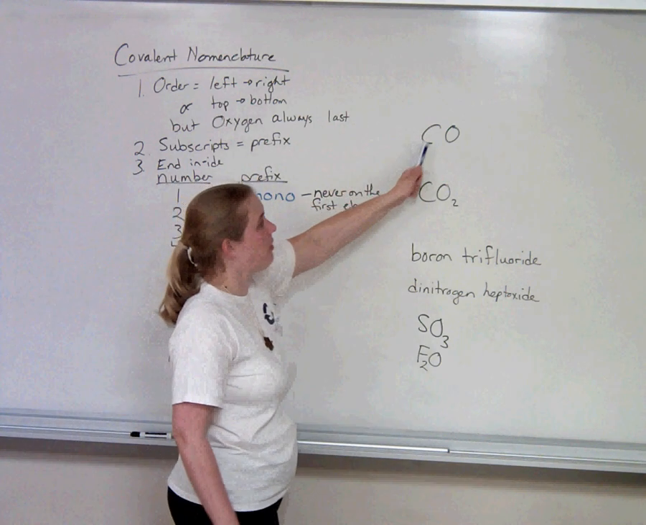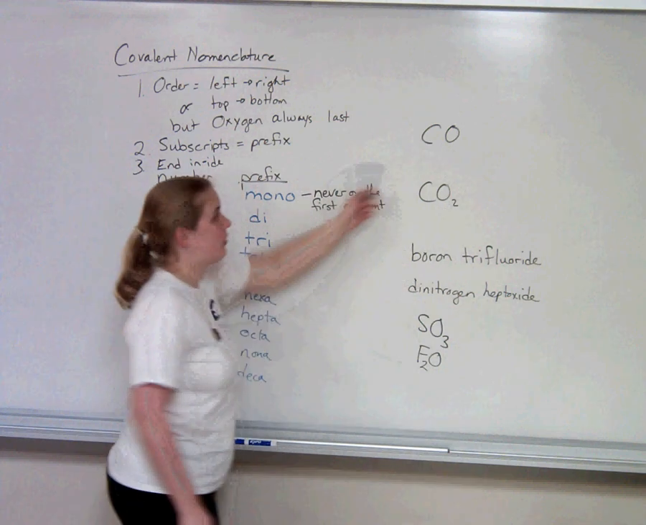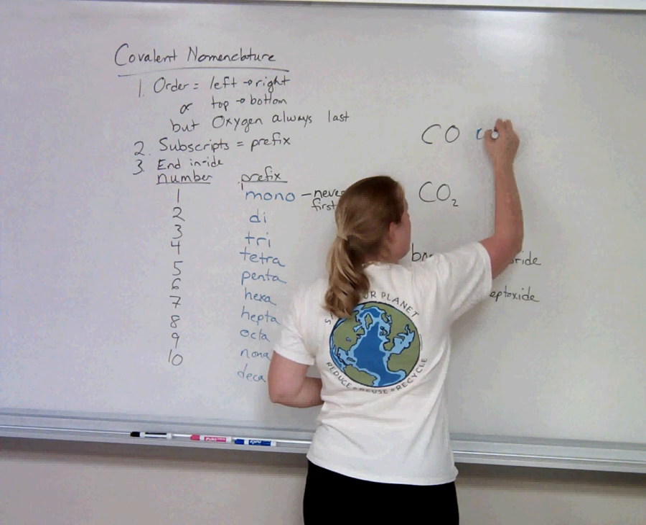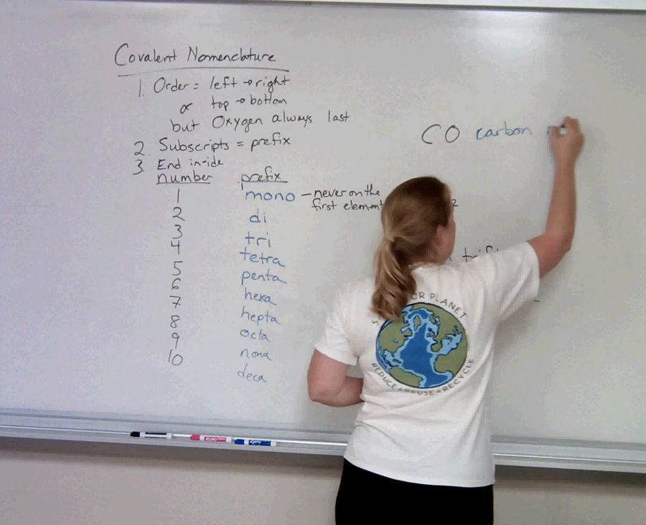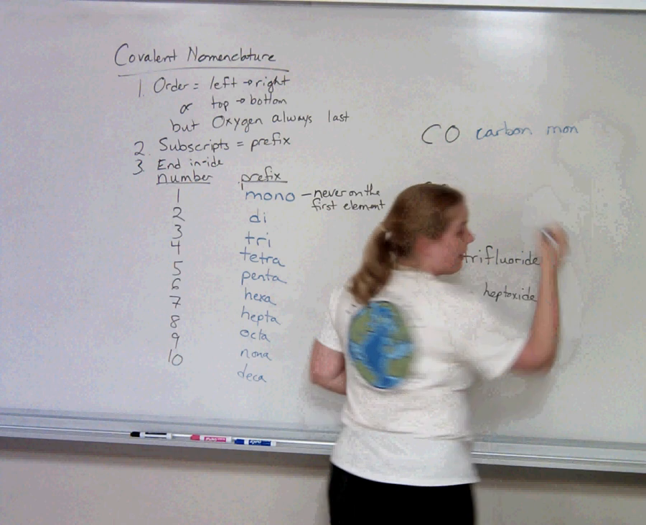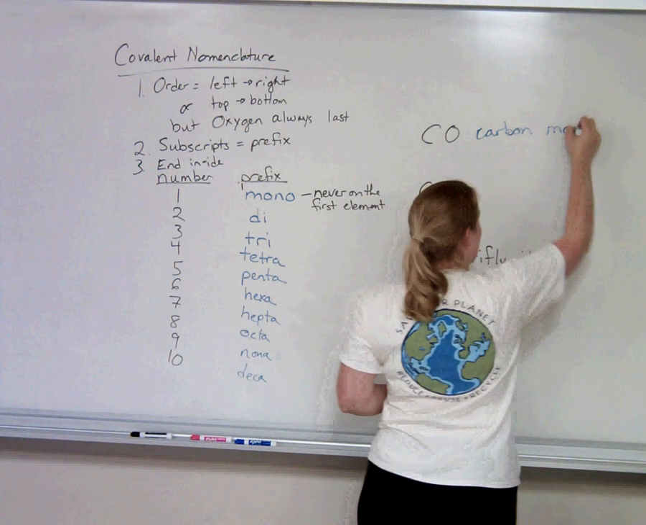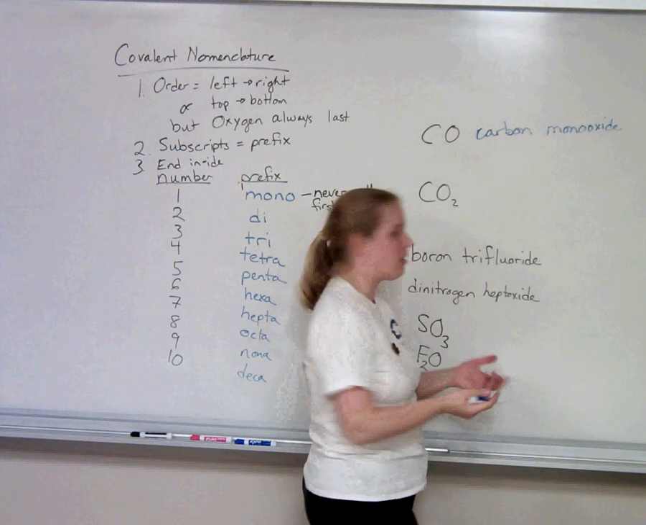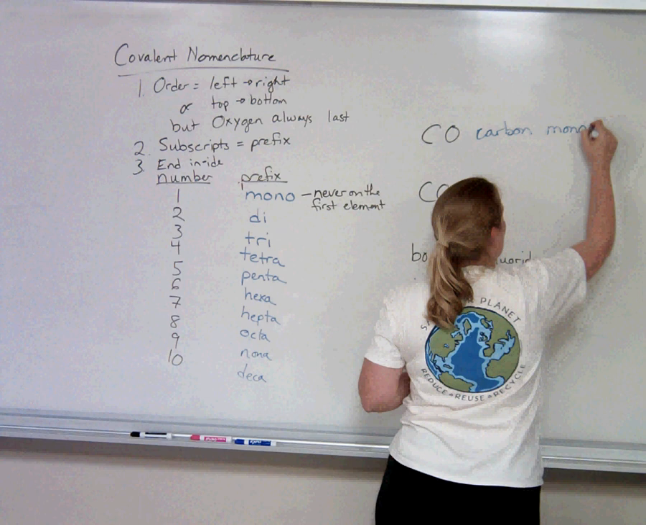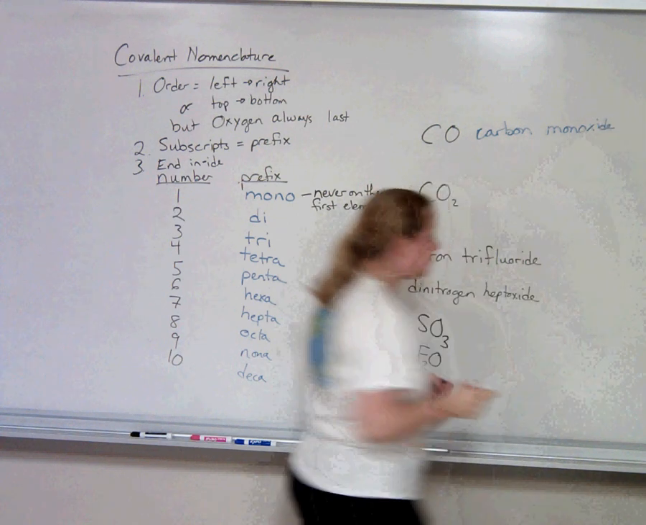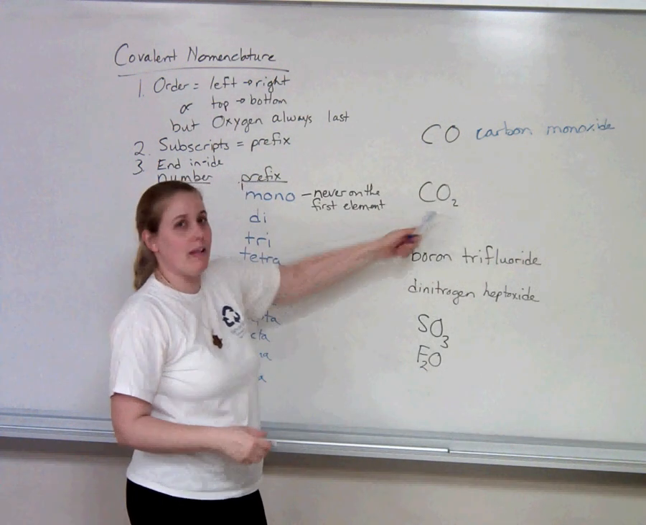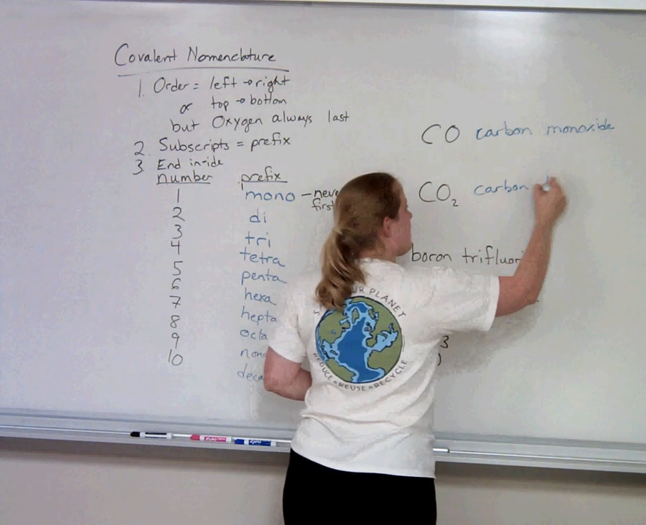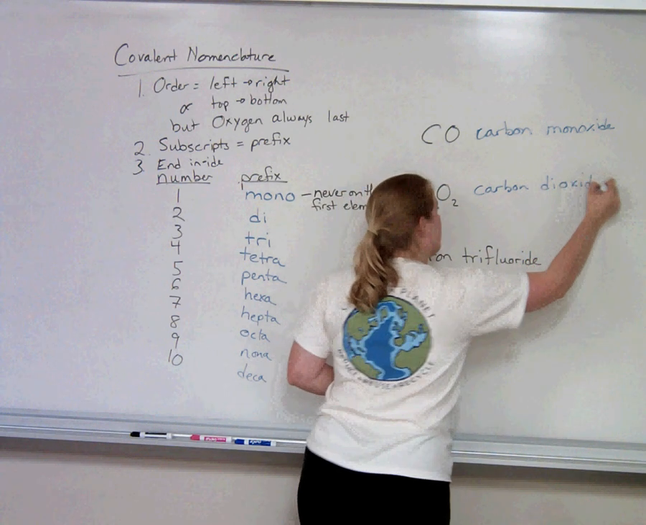So we've got 1 carbon and 1 oxygen. Now we're not going to say mono for the carbon, but we are going to say mono for the oxygen. So carbon, and then monoxide. Again, we don't want to put the O for the mono, because then we have the O for the oxygen. If we did that, we'd have carbon monooxide, which just sounds bad, so we don't do that. Instead, it's carbon monoxide. Okay? This one down here, again, 1 carbon, but now we have 2 oxygens. So now we have carbon dioxide, meaning I have 2 oxygens.